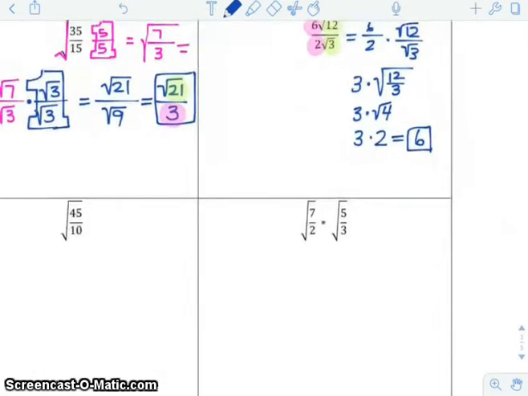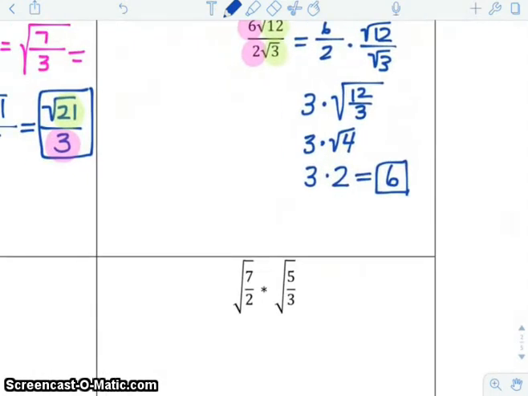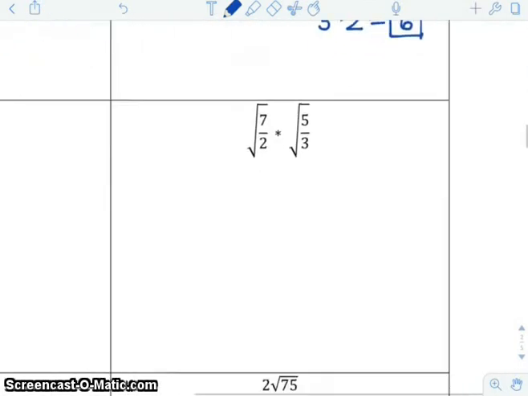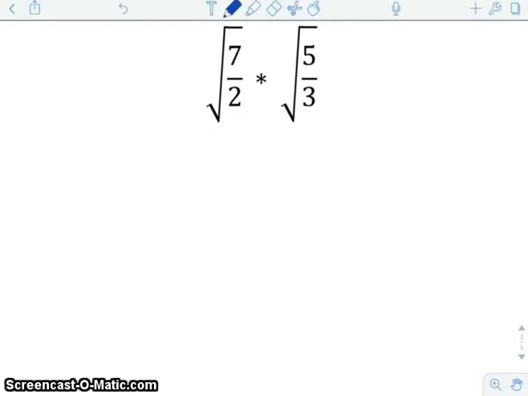There's no need for me to rationalize my denominator here because there is no radical in my final answer's denominator. Let me look at another example. Do this one over here. The square root of 7 over 2 times the square root of 5 divided by 3. If I look here, I'm stuck. I can't simplify this as one big radical. Even if I split it, square root of 7 over square root of 2, it's not doing anything. I can't go anywhere. And I'm going to realize the same thing is happening with 5 over 3.